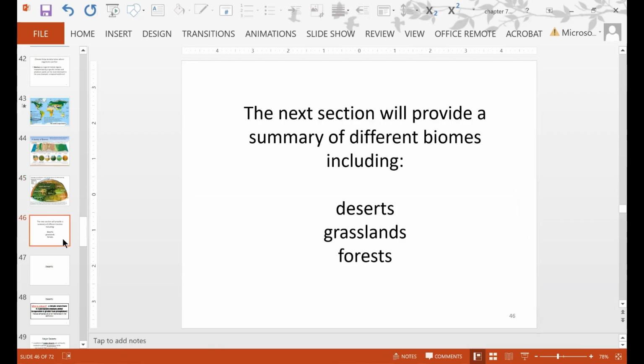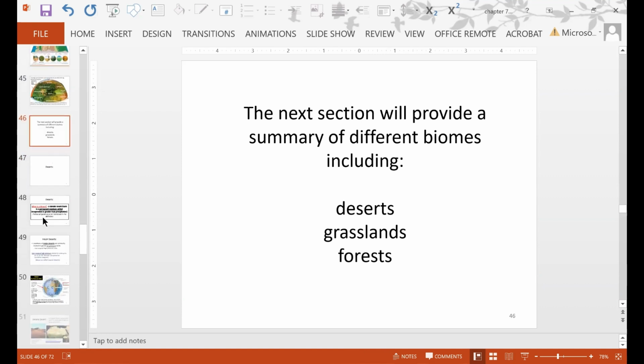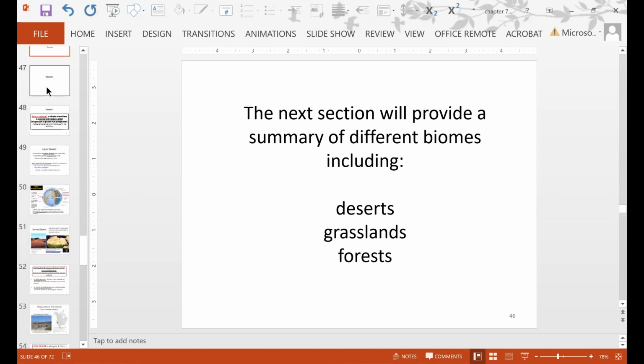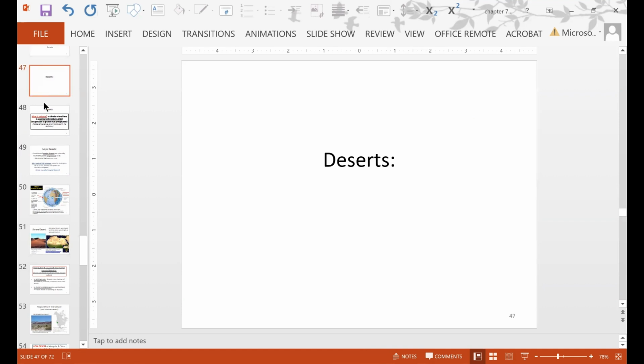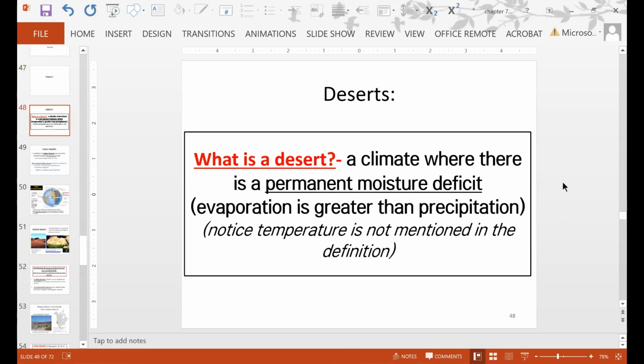The next section will provide a summary of different biomes, including deserts, grasslands, and forests. We will start with deserts. So a desert is a climate where there is a permanent moisture deficit. That means evaporation rates are greater than the amount of precipitation. Notice that temperature is not mentioned in the definition of a desert. And you can have cold deserts, you can have hot deserts. So desert is all based on the moisture deficit.